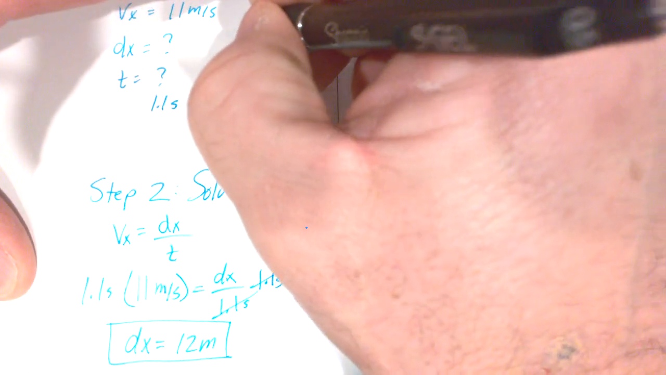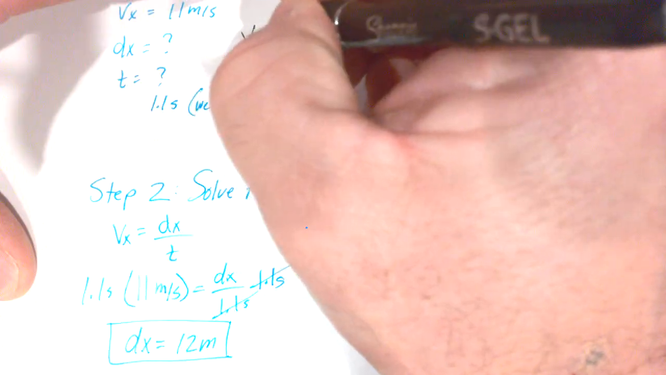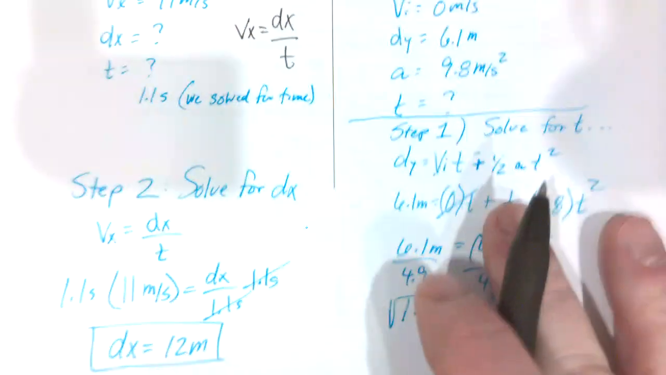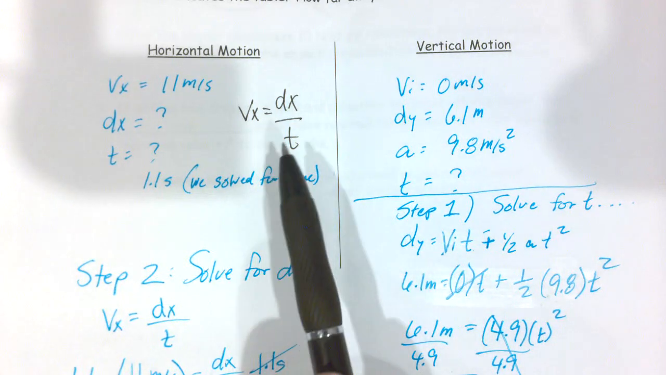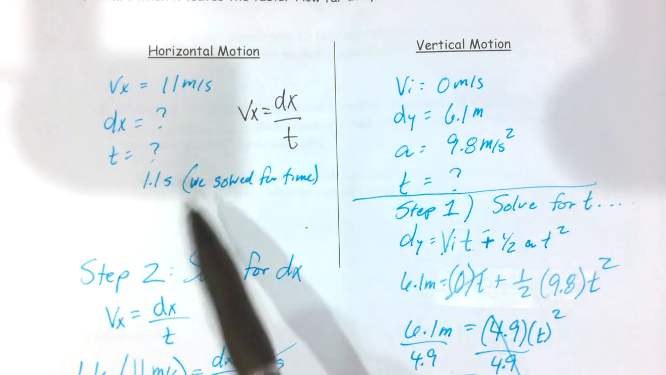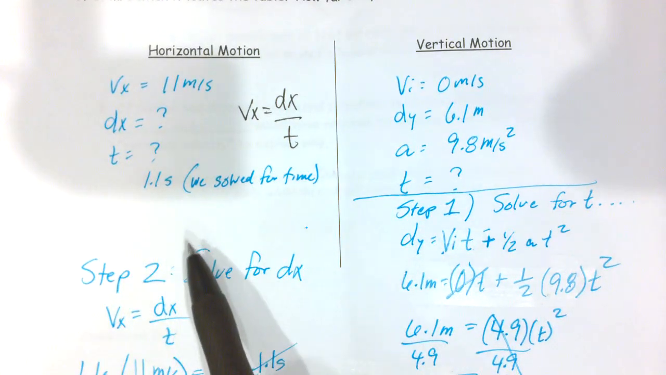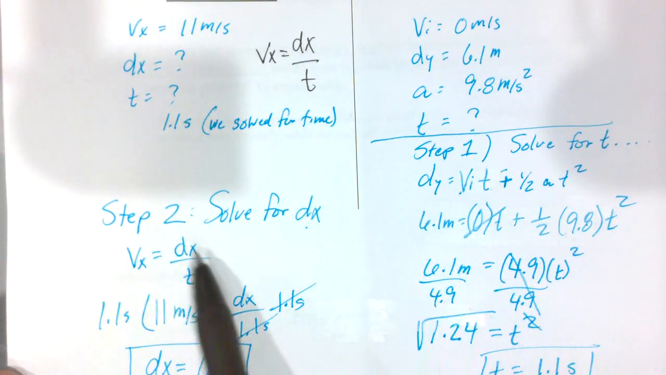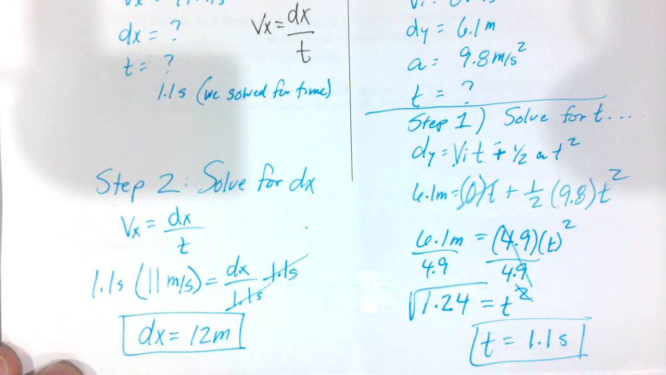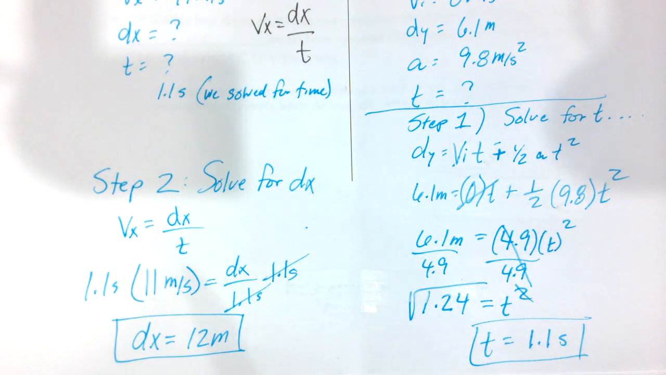Remember, velocity in the x direction equals distance in the x direction over time. So I plugged it into that formula, basically. I didn't write that down in the column, but I wrote it down here. So solve for dx, and if you have time, solve for dx. There you go. That's it.